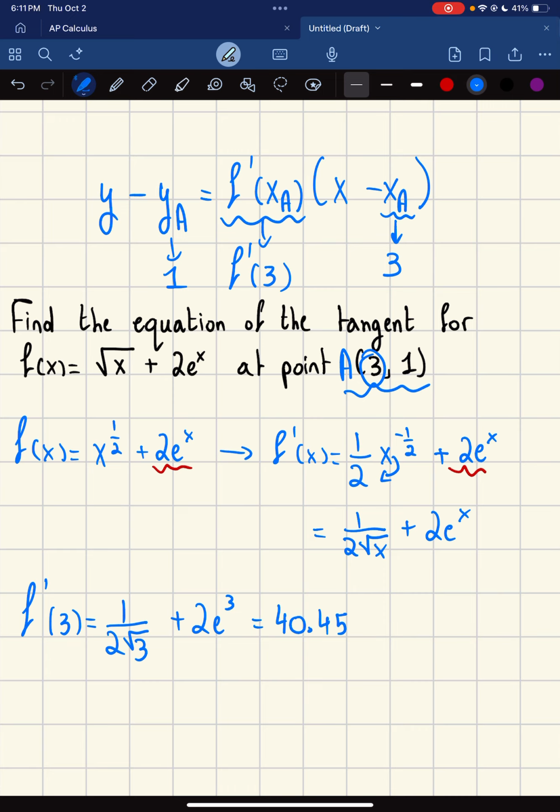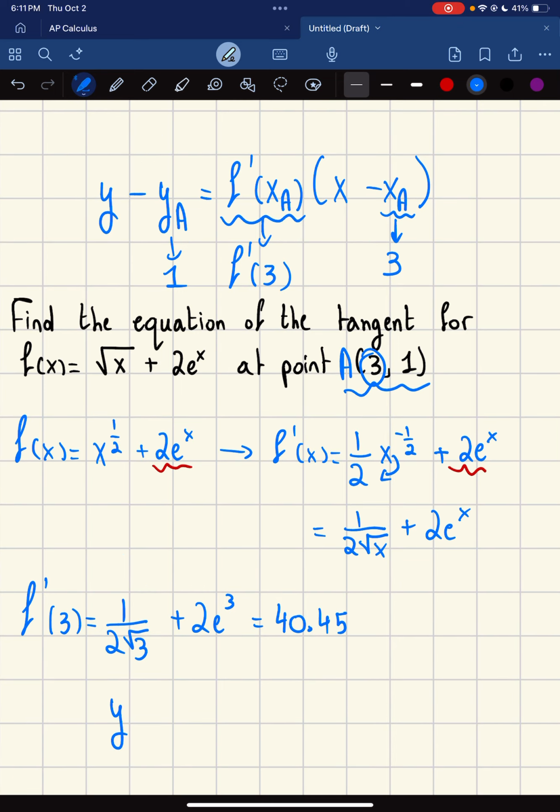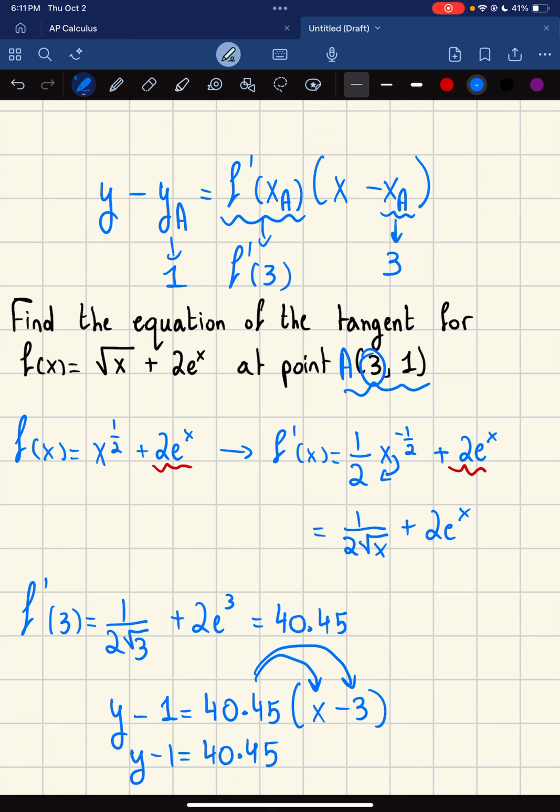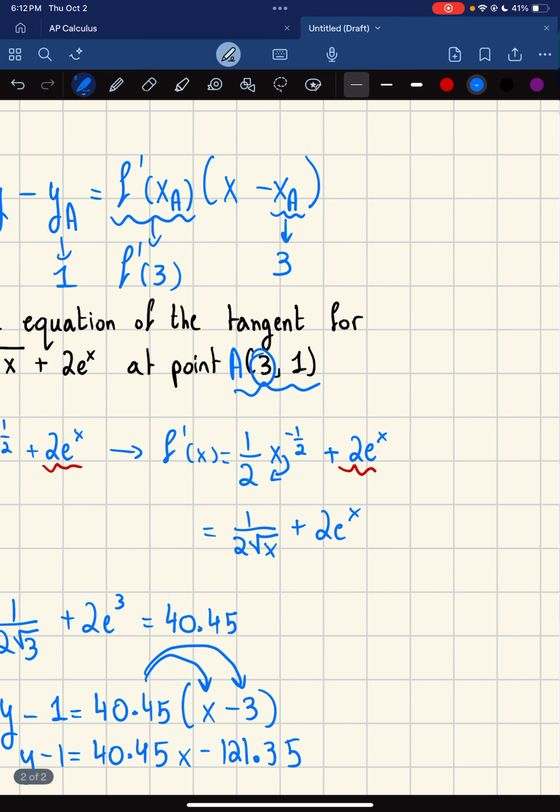So we're just going to replace everything with their numbers right now. So y minus 1 equals 40.45 times x minus 3. Distributive property. So then y minus 1 equals 40.45x, and 40.45 multiplied by 3, which is going to be minus 121.35. Let's rearrange the whole equation to make it look like y is equal to mx plus b.